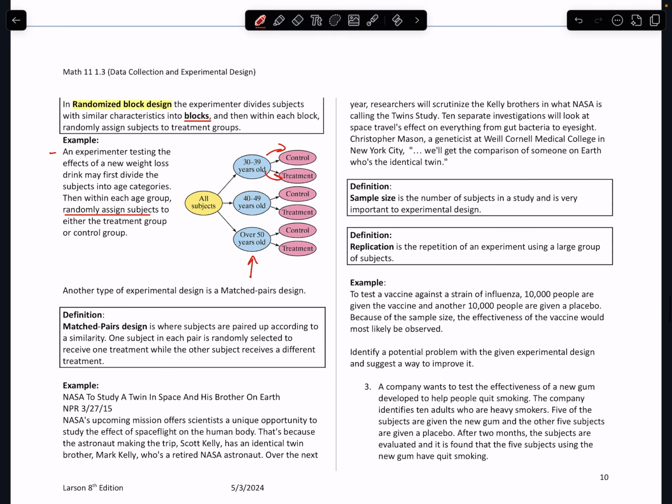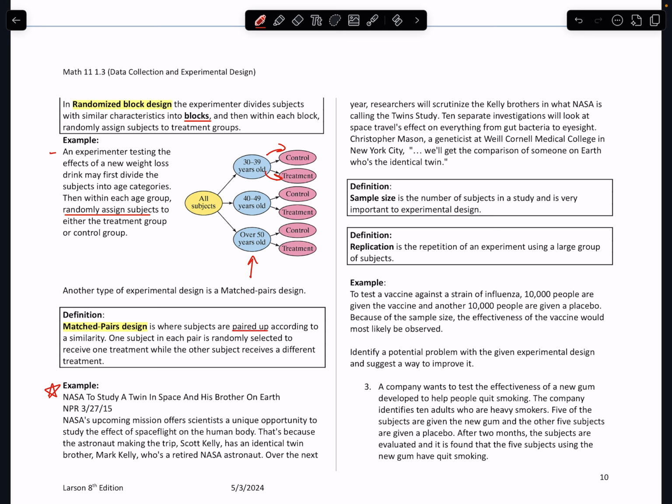Now, another type of design. We had randomized blocks. We can also do what we call a matched pairs design, where subjects are paired up according to a similarity. One subject in each pair is randomly selected to receive a treatment, while the other receives a different treatment. They give an example right here.